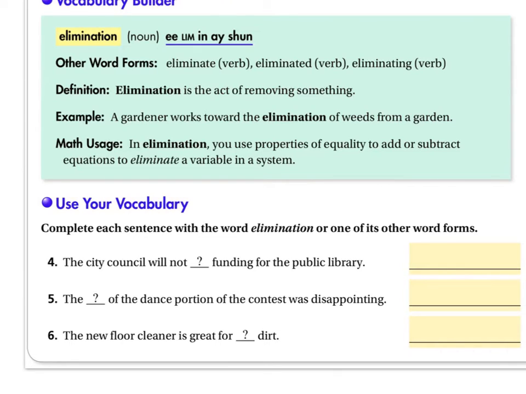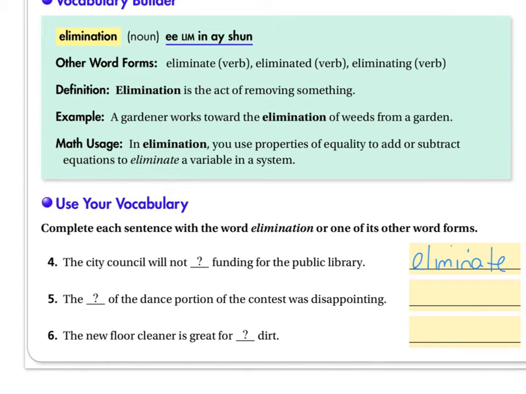We are talking about elimination here. So what does elimination mean? Elimination is the act of removing something. So let's look at it in terms of the English language. The City Council will not blank the funding for the public library. Correct. City Council will not eliminate the funding for the public library.